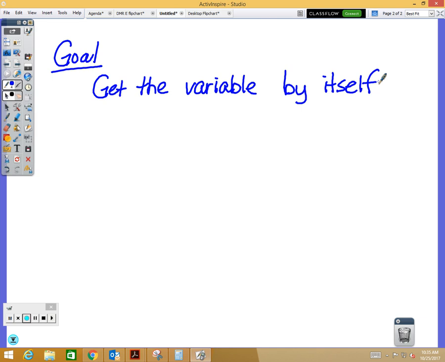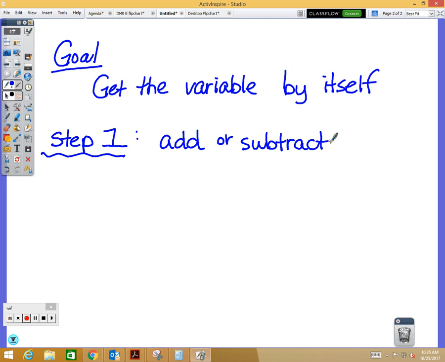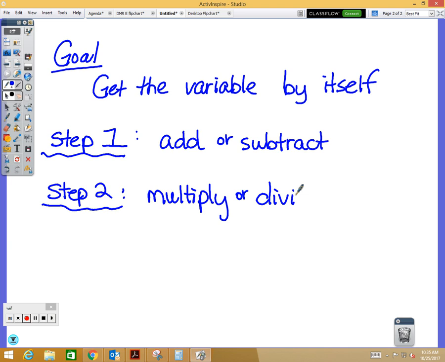Today, it's only going to take us 2 steps in order to get the variable by itself. And when we do these steps, it's kind of like the reverse order of operations. Our first step is either going to be to add or subtract, and our second step is going to be to multiply or divide. So when we're looking at an equation, we ask ourselves, what's being added to or subtracted from the variable? And we do the inverse operation. Then we ask, what is multiplying or dividing the variable? And we do the inverse operation.